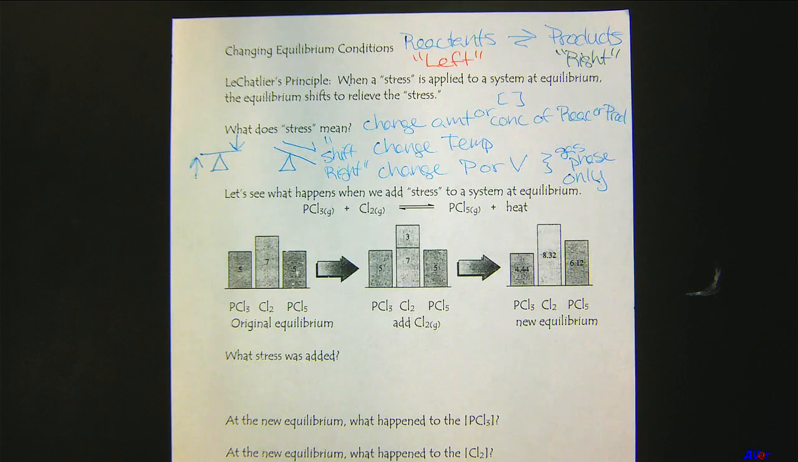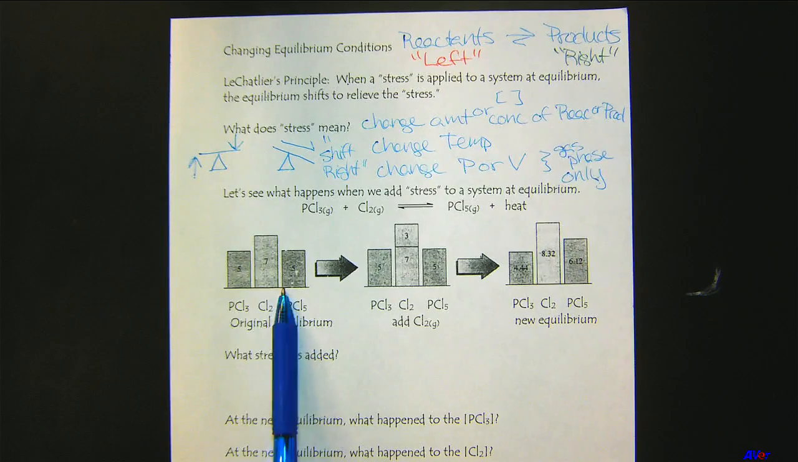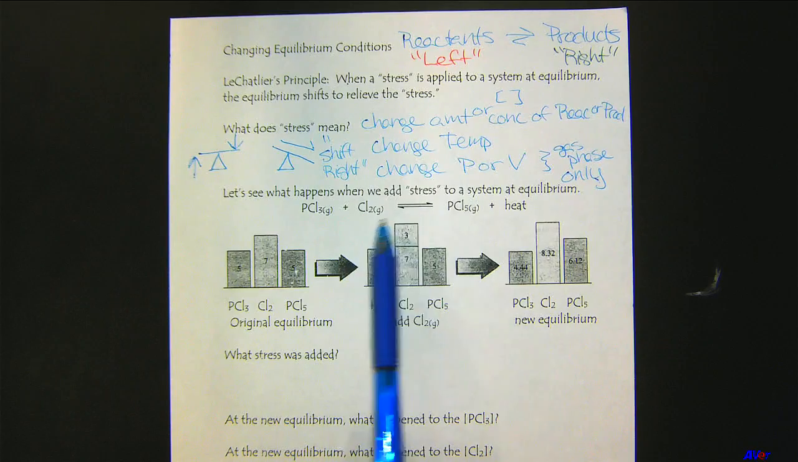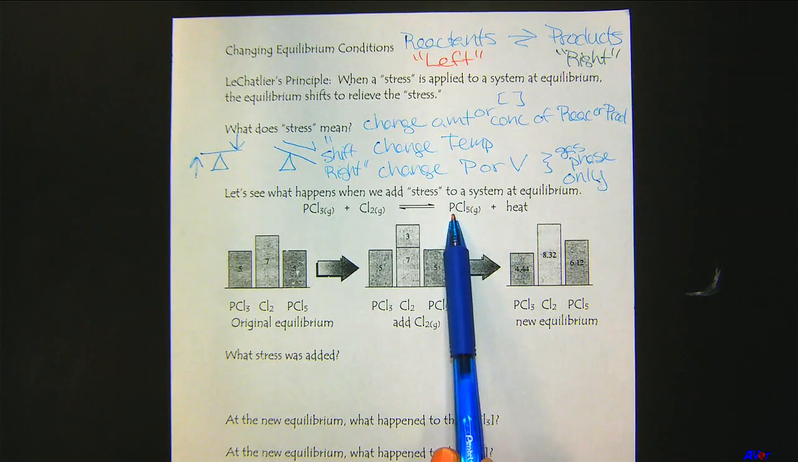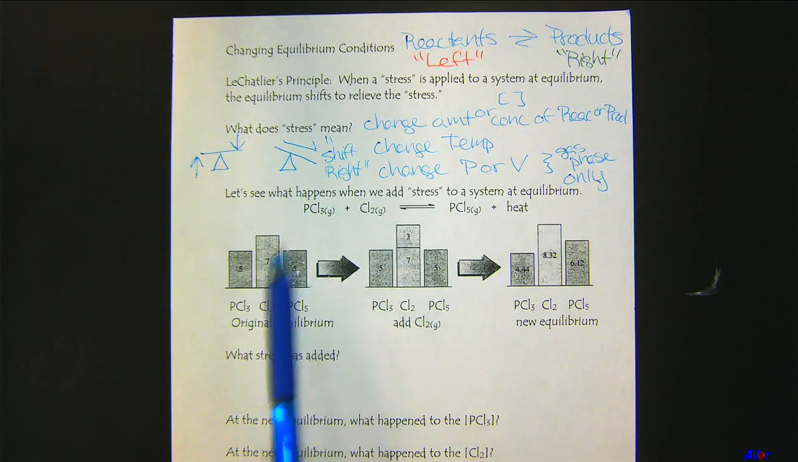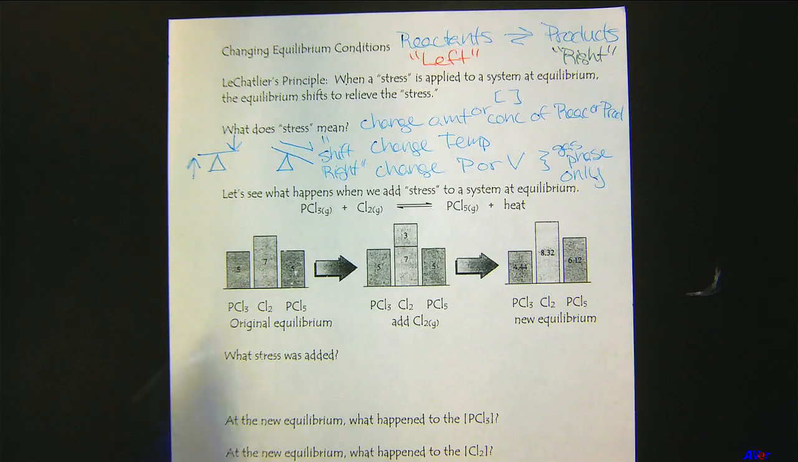All right, so now we're going to look at an actual chemical reaction. Here we are at equilibrium. The phosphorus trichloride and chlorine are reacting to produce the phosphorus pentachloride and some heat. At equilibrium, the forward reaction rate is equal to the backward reaction rate, and all of the concentrations are remaining constant. But notice they're not equal to each other.